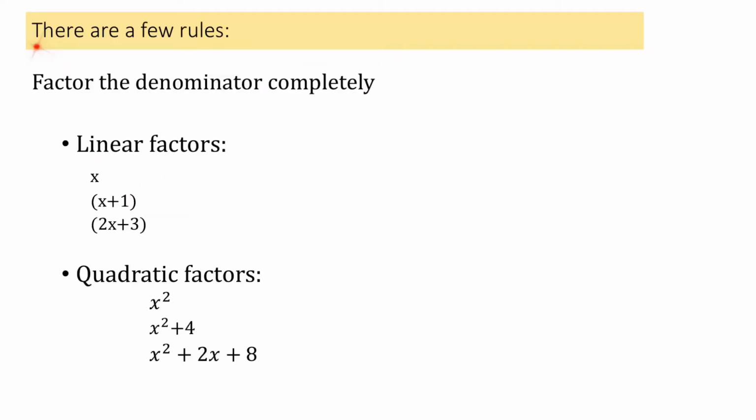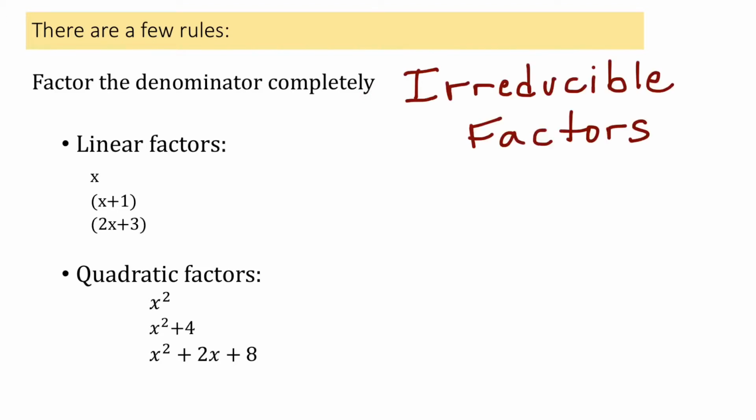There are a few rules that we want to lay down first before we get started. First, we need to factor the denominator completely. So we want to factor the denominator into what we call irreducible factors. So this word irreducible means that you factored it as far as it will go, and we don't want any complex numbers, imaginary numbers, in the factors themselves, only real numbers.